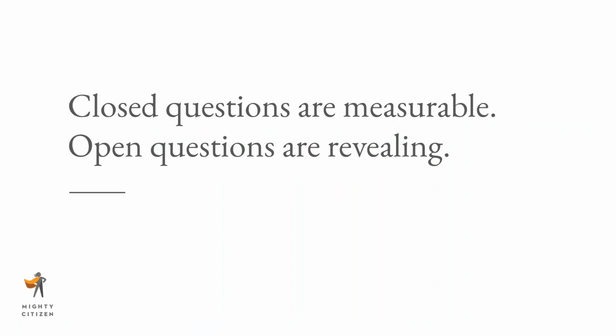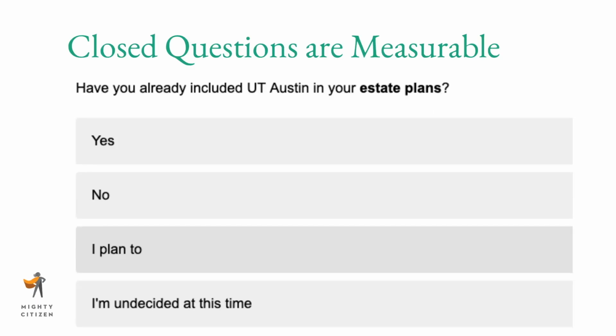So there's two types of survey questions. One is closed questions, and they are measurable, and the other are open questions, and they are more revealing. So let's dive into each one of these. Closed questions are those questions where I ask you a question and then I give you a list of options to answer that question. So here's an example from UT Austin. Have you already included UT Austin in your estate plans? And their options are yes, no, I plan to, or I'm undecided at this time.